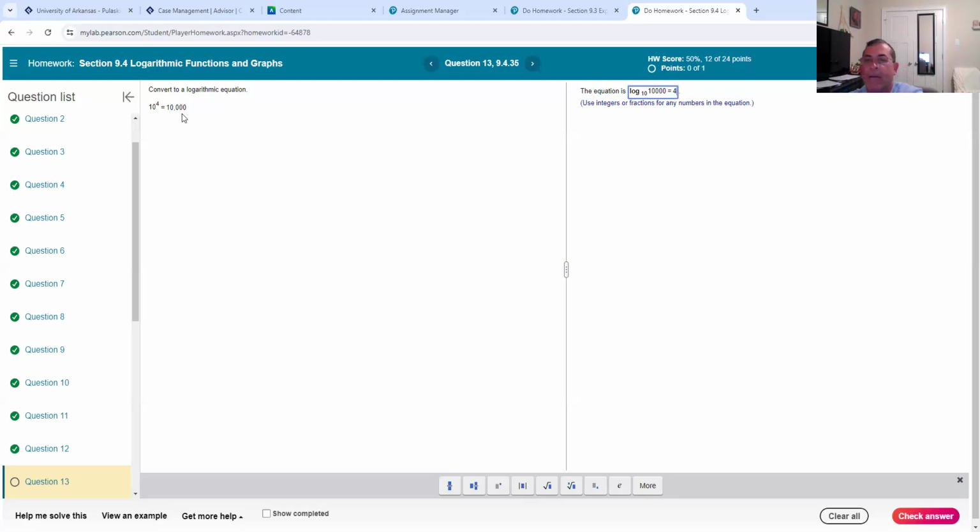So y'all, I just made that conversion going off of what we just made. Remember, the base of the log is the same as the base of the exponential. The result of the log is the same as the result of the exponential. And then that equals 4, which is the exponent. And 4 was the exponent of the exponential.